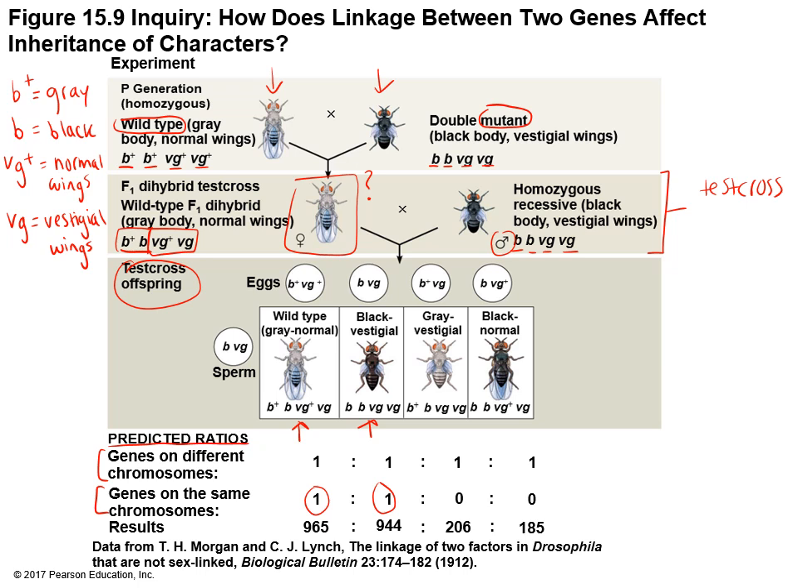Okay, however, we see here we have two new phenotypes. So we have gray and vestigial, or black and normal wings. So those don't look like the parents.